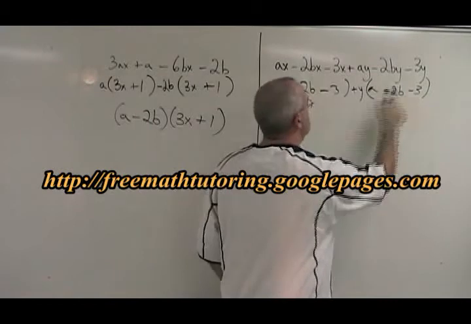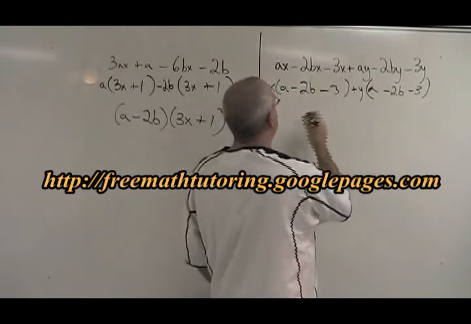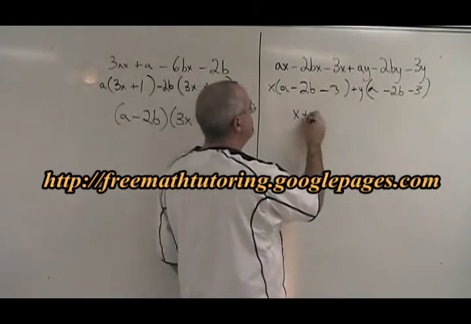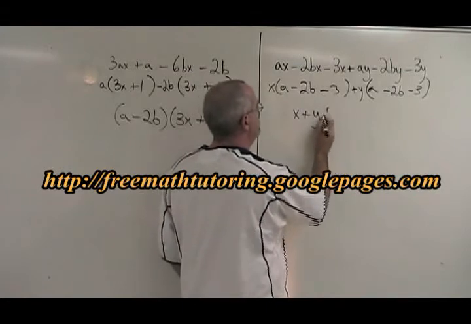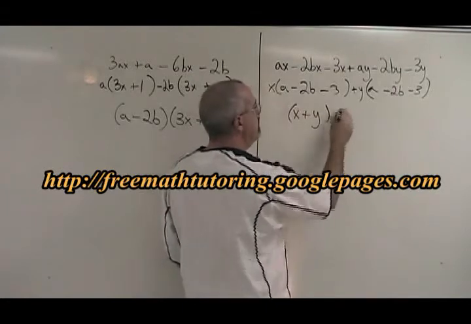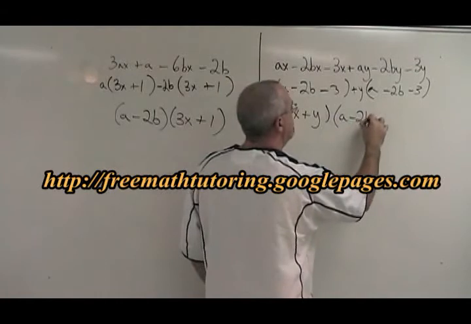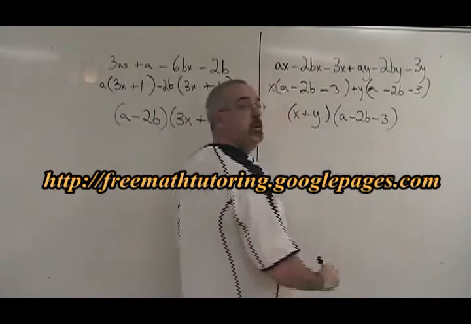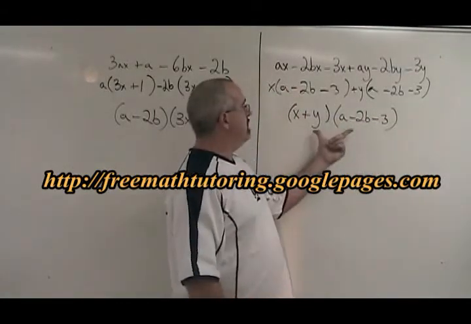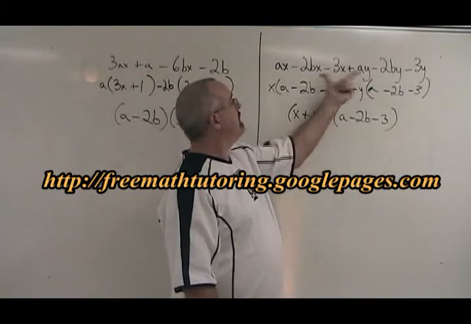We have the same contents of the 2 brackets, and we are able to rewrite our expression with the x plus y together in a bracket, and then the a minus 2b minus 3 in its own bracket. And we can verify as usual. If we multiply these 2 by each other, we will get the original question.